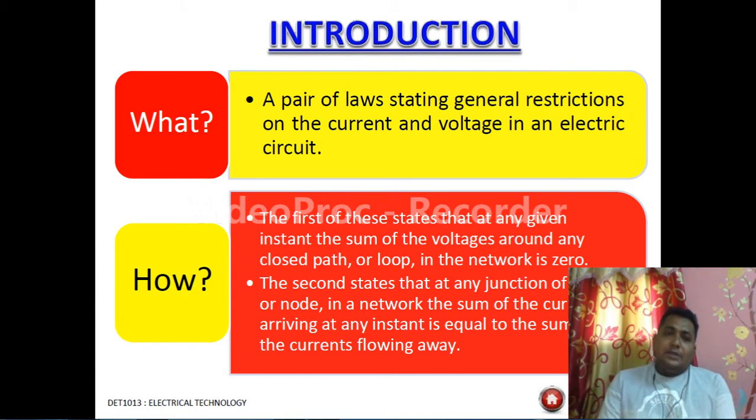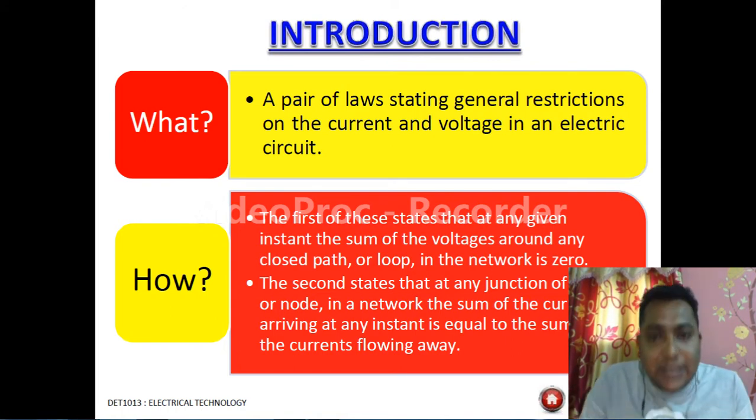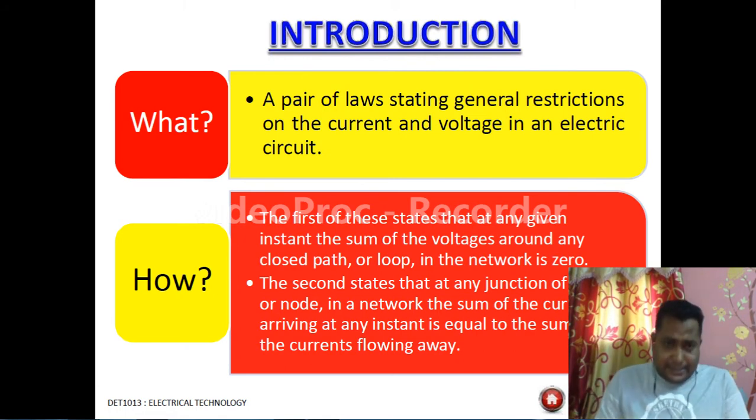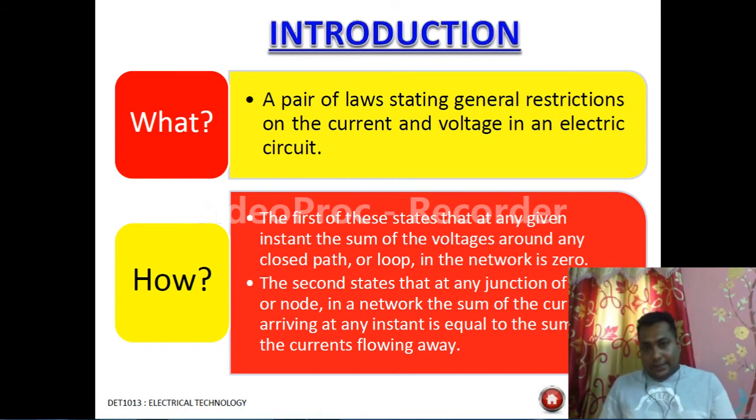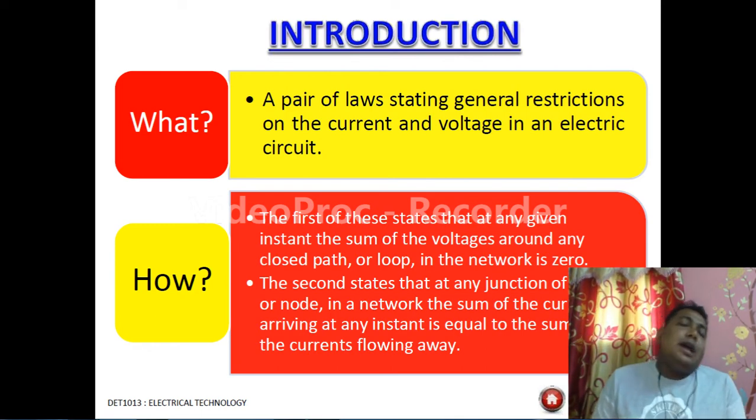In the introduction, as you can see, there are two very significant terms: what are the laws and how we will benefit from these laws. So these are the two points. What is the law? A pair of laws stating general restrictions on the current and voltage in an electric circuit. What is the restriction? For a particular circuit, there is some voltage and some current. So how can we resolve that circuit? What is the voltage drop? What is the current flowing to a node? The analysis of those things can be done by these two laws. So that's why it is very important.